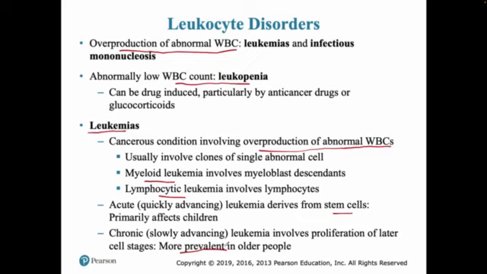Now, leukemia and mononucleosis both mean that there is a high number of leukocytes, but we can have leukopenia, which means a really low number of WBC, and this can be caused by anti-cancer drugs. When a person is suffering from cancer and taking cancer drugs, they are trying to reduce this abnormal number of WBC. In that process, sometimes the WBC count can go too low, and that is called leukopenia.